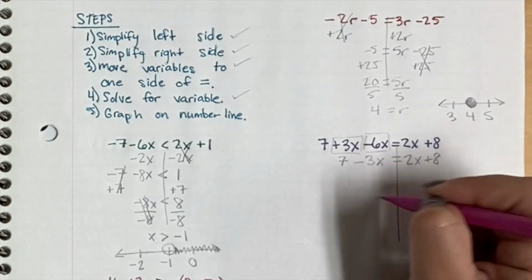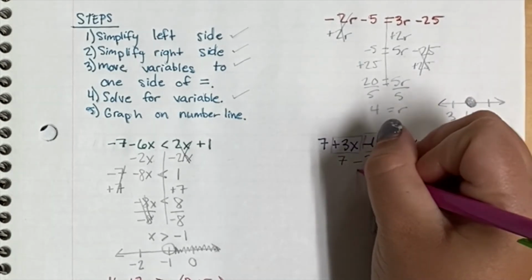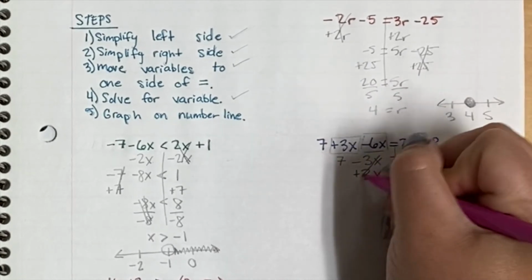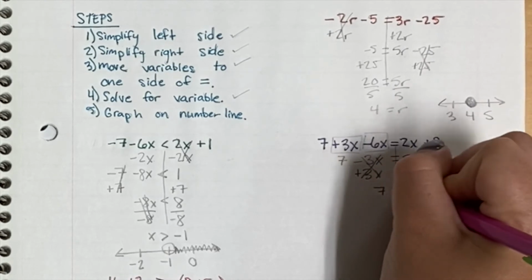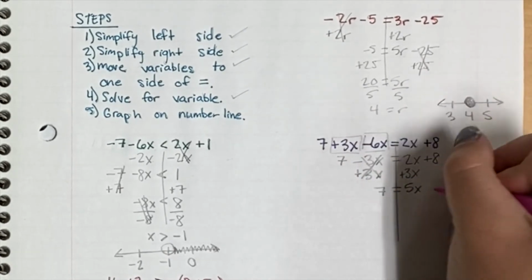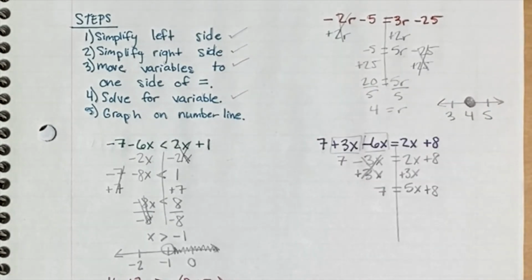So I want to get all of my variables on one side, so it doesn't matter which way you move. I'm going to move this 3x over to the 2x. 3x's cancel, left with 7 on that side. 2x plus 3x equals 5x. Didn't do anything with the plus 8, so I drop it down. And that is check on step number 3.